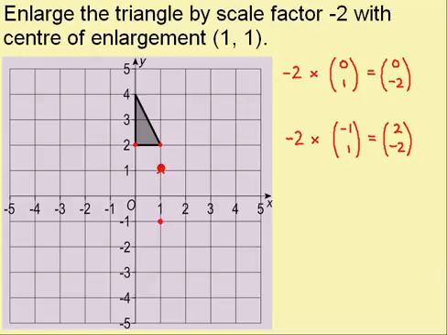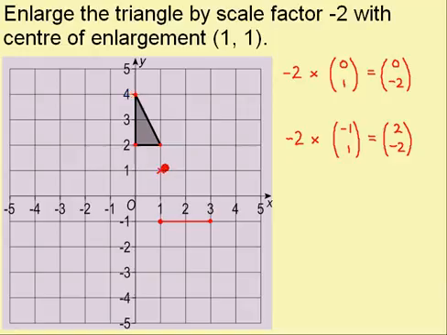Now back to the centre of enlargement, and I use this column vector. So that's right 2, down 2. Now that I've got two corners, I can join them together. And now I need to do the third corner, that's this one here.